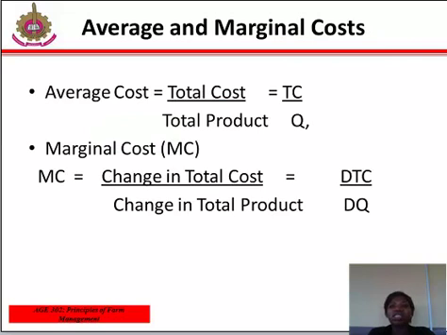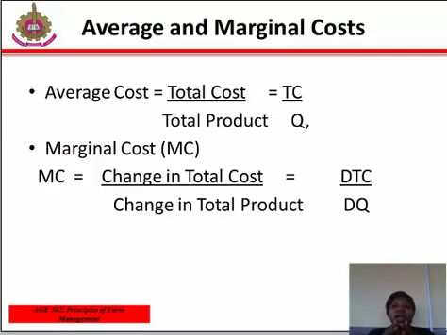Average cost is the total cost of producing an output divided by the number of output units, that is, total cost divided by total product. Total cost is represented as TC, while total product is represented as Q, which is the unit of output produced. Average cost is the sum of the average fixed cost and average variable cost. That is the sum of average fixed cost, which is AFC, and AVC, average variable cost.